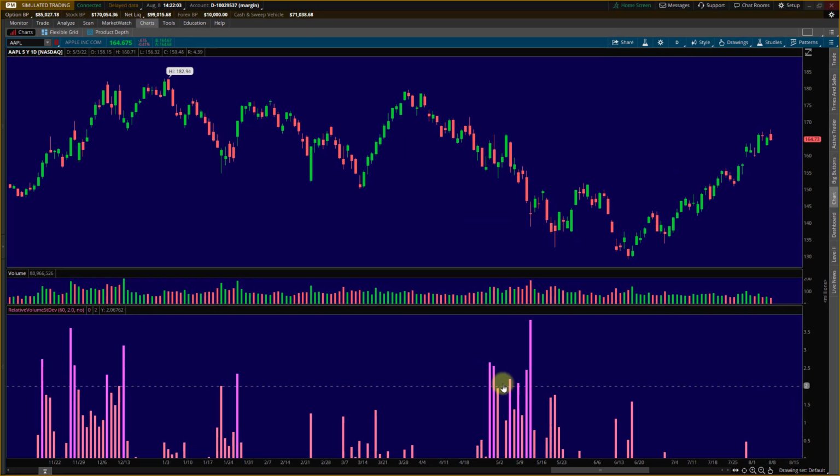And so those get a different color. One thing that I don't like that TOS did is it makes the standard default this pink and like a light peach color. It's really hard to differentiate them. So let's go change that.